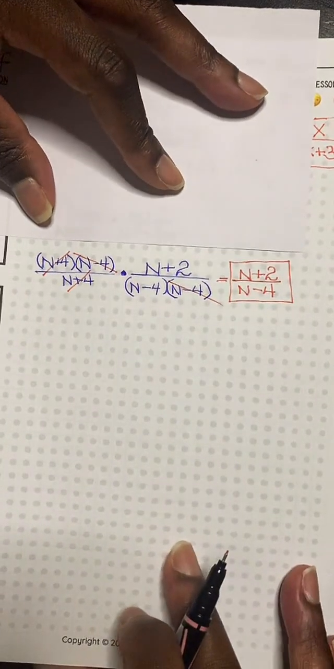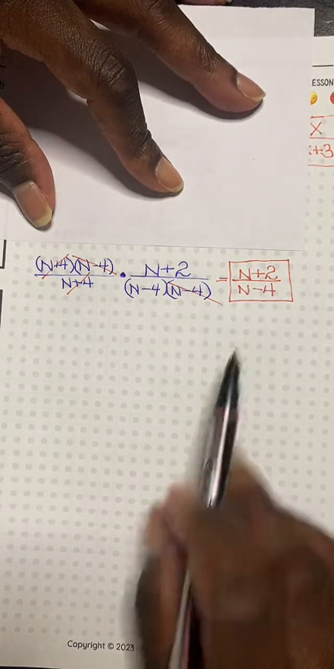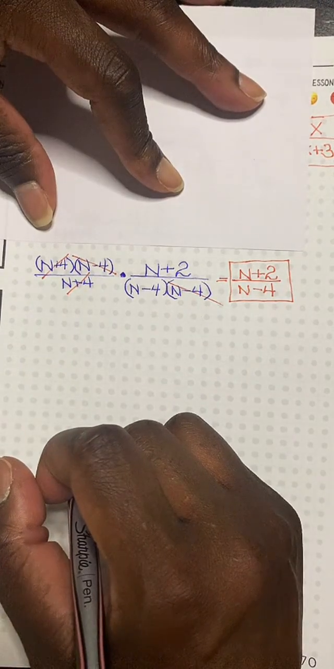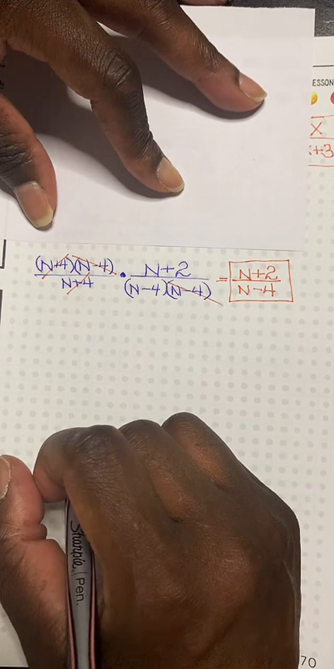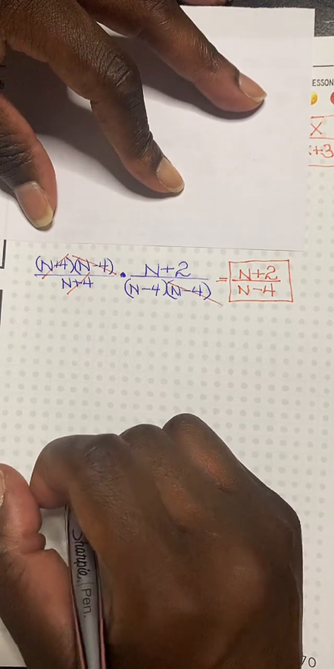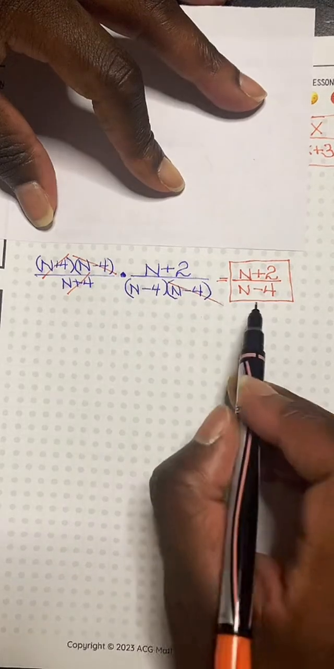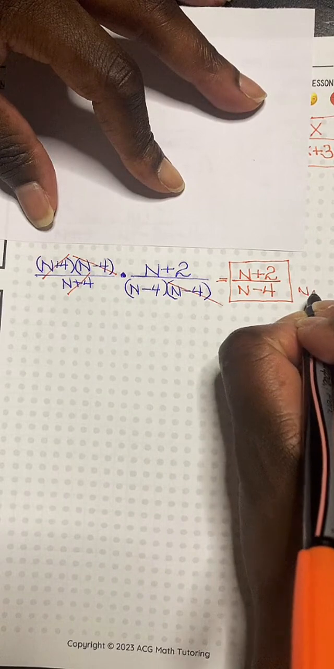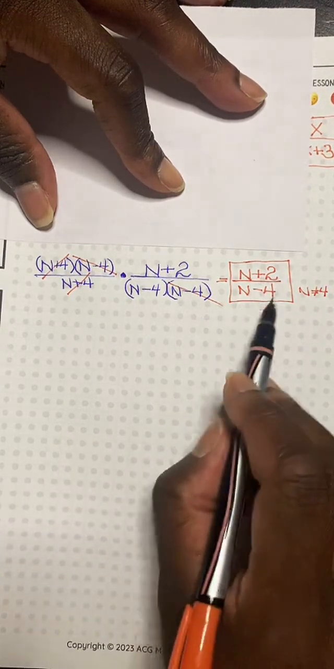Okay, and we cannot cancel out the n's because they're a part of that expression. All right, only true as long as the n does not equal 4. Yes, yes. Okay, because if that gives us 4, we're going to have an undefined.